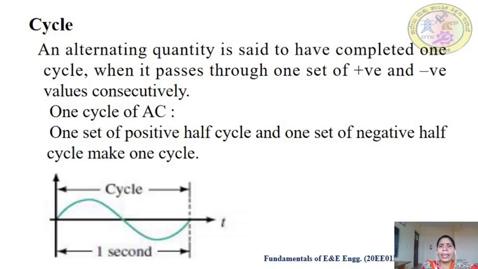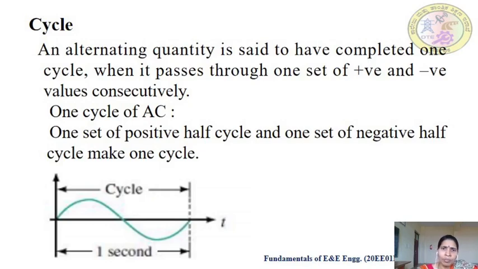Cycle. An alternating quantity is said to have completed one cycle when it passes through one set of positive and one set of negative values consecutively. What does consecutively mean? Once a positive set is completed, the negative values that come immediately after, we call consecutively. So cycle means an alternating quantity is said to have completed one cycle when it passes through one set of positive and one set of negative values consecutively.